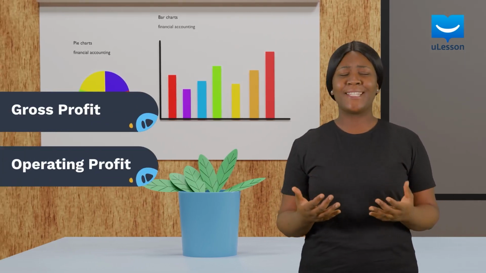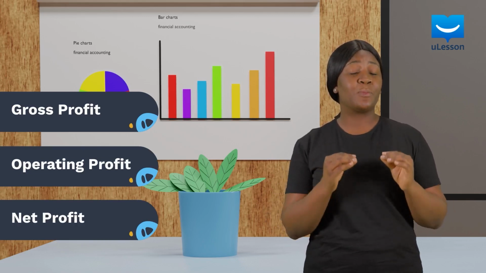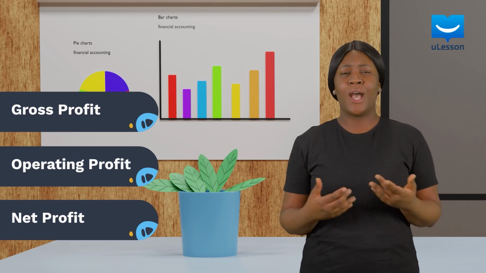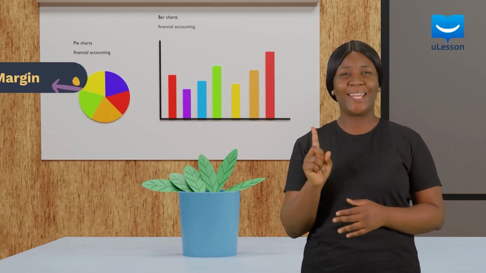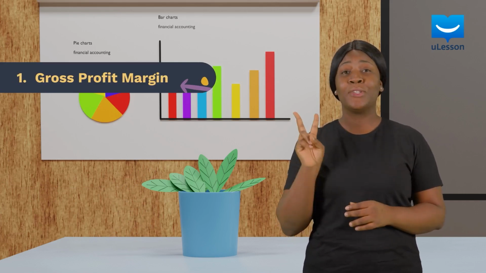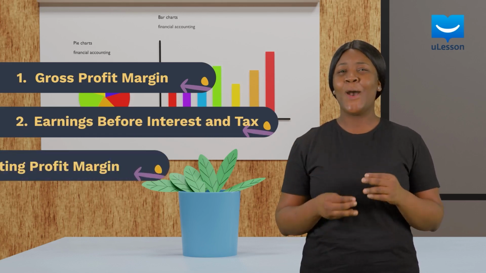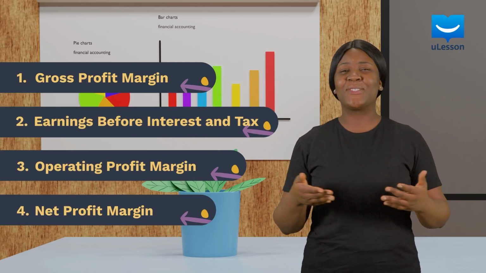There are different types of profits associated with a business. These profits are the gross profit, operating profit, and net profit. To determine the amount of each of these profits contained in the sales, the margin ratios are used. So how do we calculate this? The formulas are 1. Gross profit margin, 2. Earnings before interest and tax, 3. Operating profit margin, 4. Net profit margin, and so on.